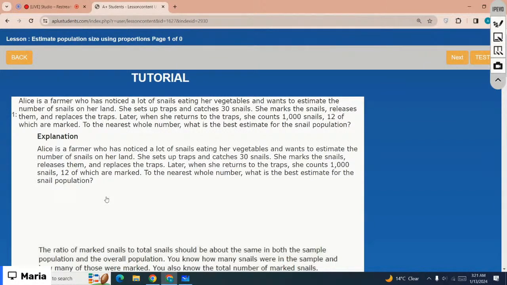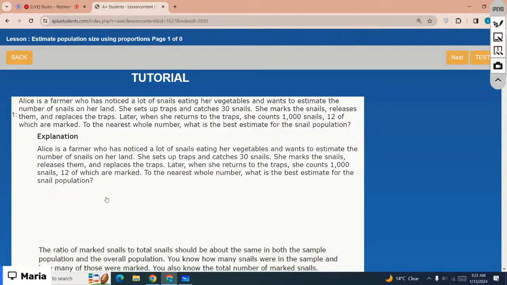Alice is a farmer who has noticed a lot of snails eating vegetables and wants to estimate the number of snails on her land. She sets up traps and catches 30 snails. She marks the snails, releases them, and replaces the traps. Later, when she returns to the traps, she counts 1,000 snails, 12 of which are marked. To the nearest whole number, what is the best estimate for the snail population?